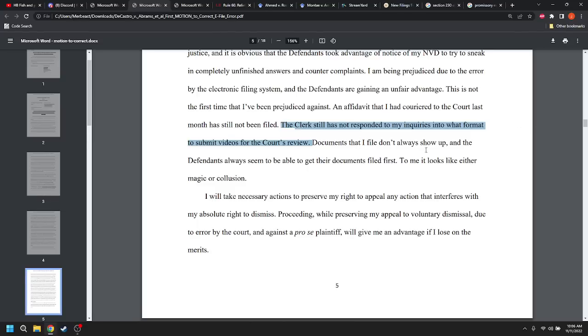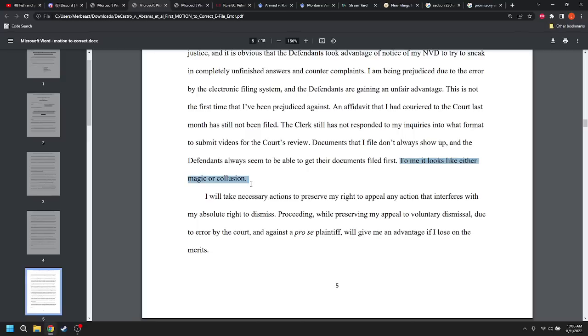Documents that I filed don't always show up, and the defendants always seem to get their documents filed first. Oh, the defendants file their documents what we like to call the correct way, so those always seem to show up first. Oh my. To me, it looks like either magic, the court is colluding. Oh, Jesus fucking Christ.